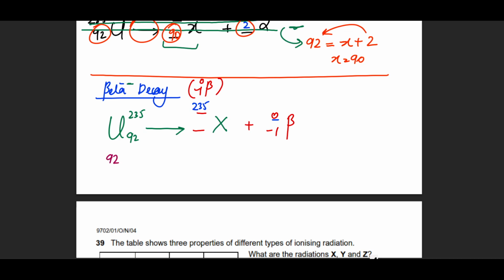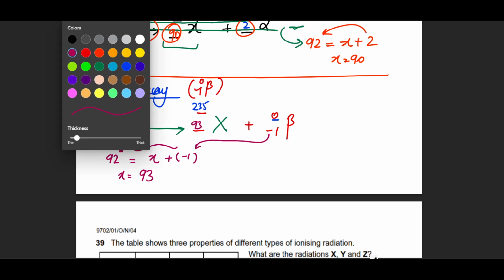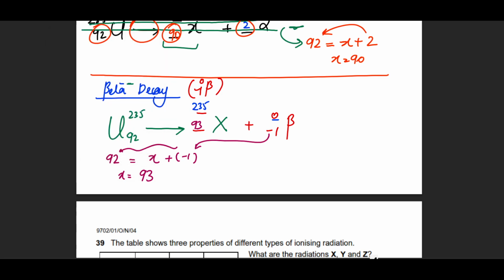So we have 92 equals X plus minus 1. This is a negative sign, so this will be a negative 1. But when you take this over there, this becomes addition. So this becomes X equals 93. So over here, you're going to add 93. This is against intuition. You haven't thought about it. It doesn't appeal to common sense, but yes, this number is going to increase.